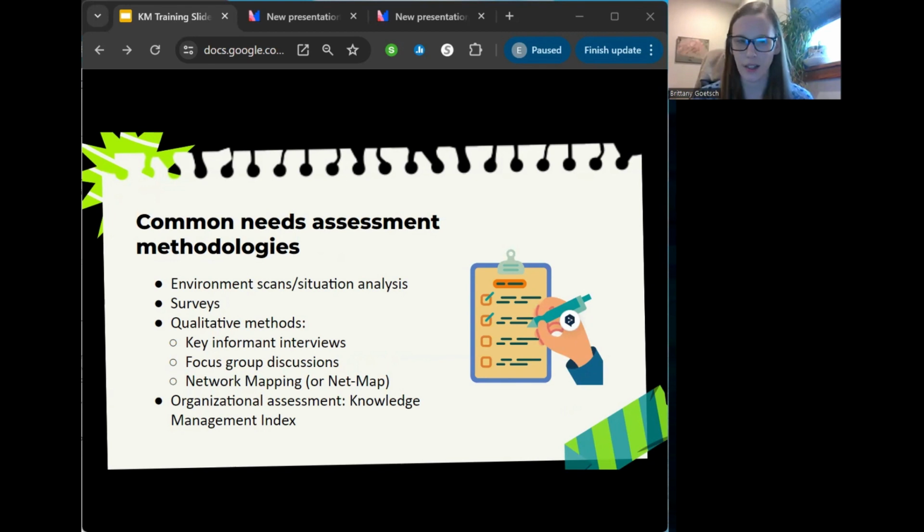So to collect new data, these are common methodologies that I'm sure all of you are familiar with. So you would assess a situation analysis, right? So what is actually happening? Who is involved? What is the context? What are the demographics? You could conduct surveys with your target audience. You could use qualitative methods, key informant interviews, similar to the process that Knowledge Success undertook. You could do focus group discussions, network mapping.